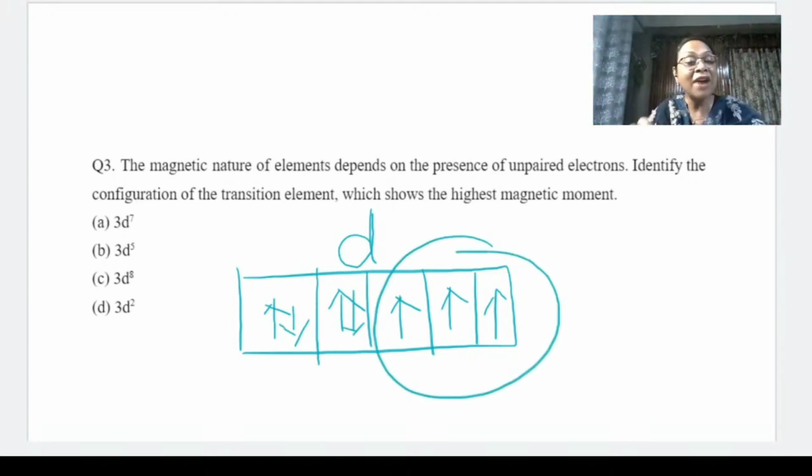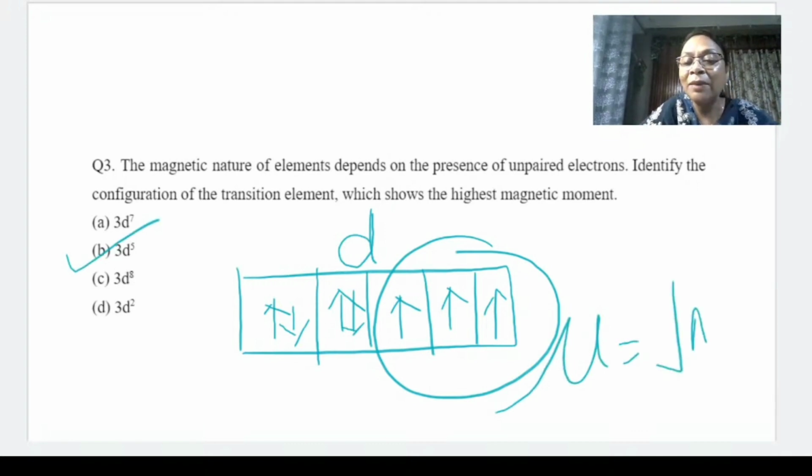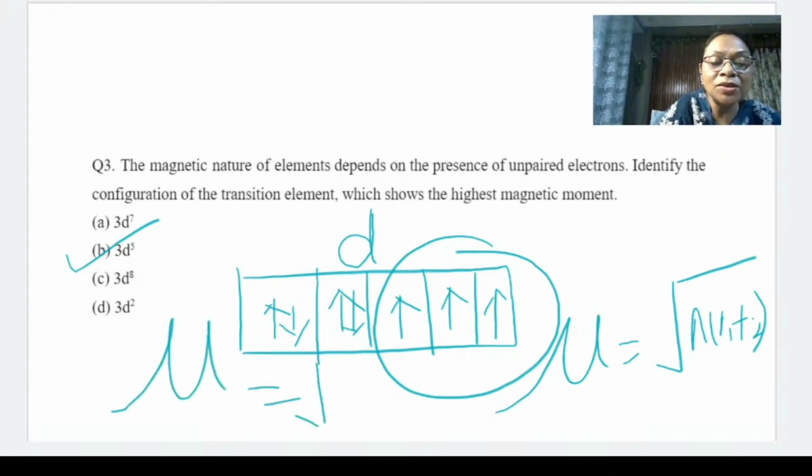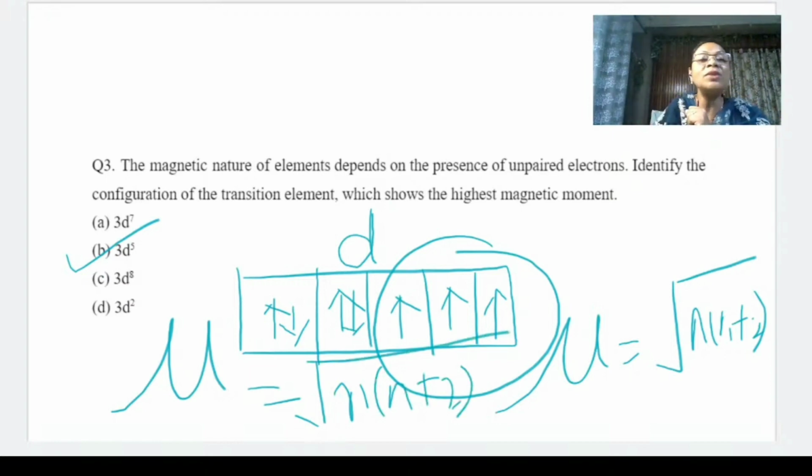That means D5 gives me the highest number of unpaired electrons and it will have the highest magnetic moment given by the formula mu equals square root of n into n plus 2, where n is the number of unpaired electrons. So do the calculation, you get the correct answer. Going to the next one.